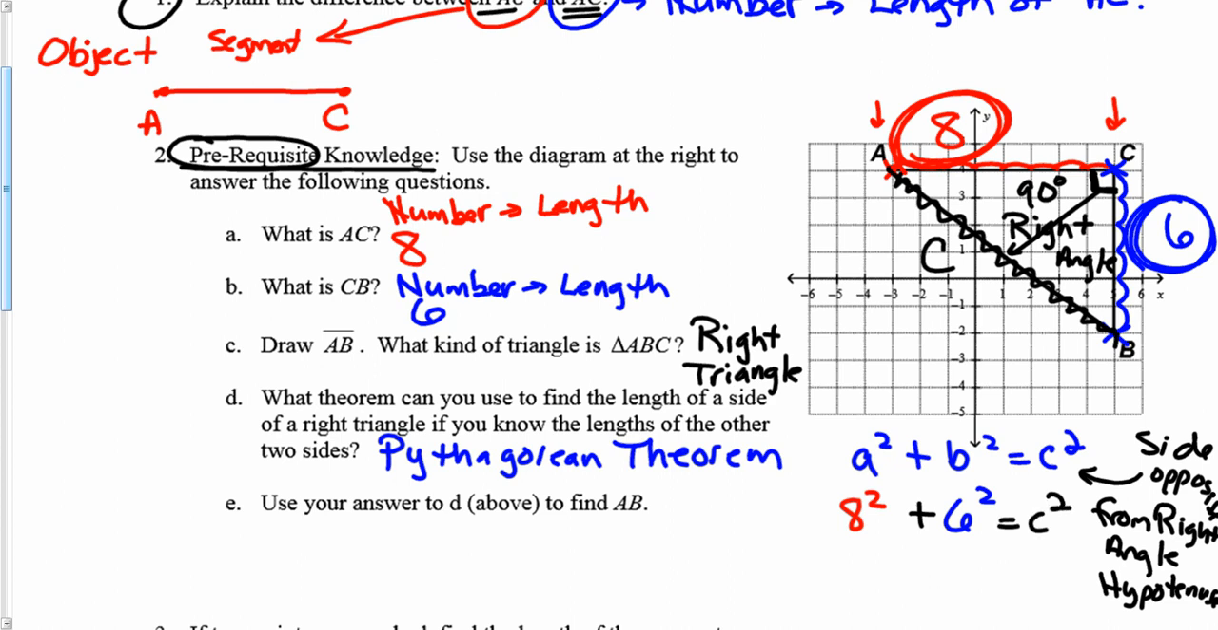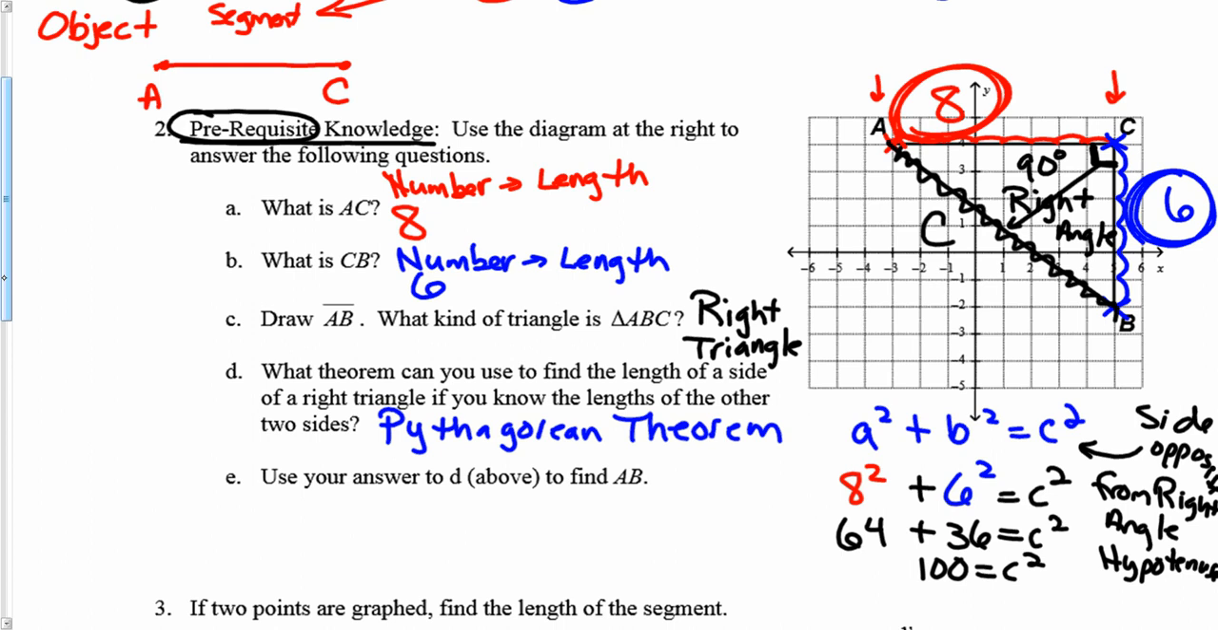And then I just need to work this out. So 8 squared is 8 times 8, and that is 64. 6 squared is 6 times 6, and that is 36. And if I add 64 and 36, that gives me 100. Now, in order to solve for c, I need to take the square root of 100. In other words, what times itself gives me 100? And the square root of 100 is 10. So the length of AB, segment AB, is 10.